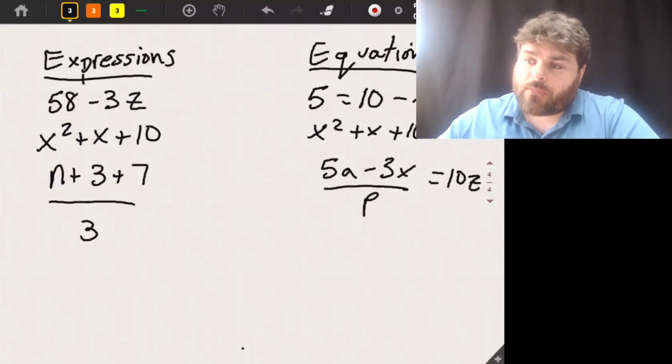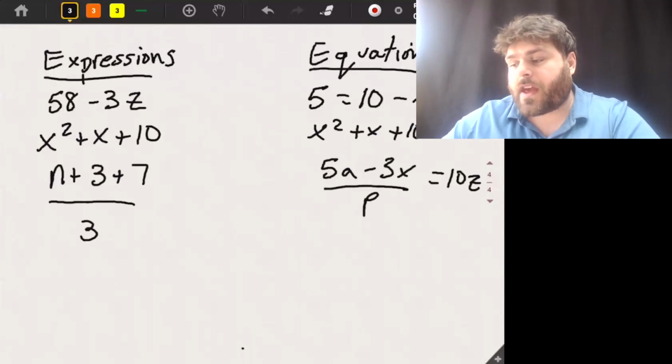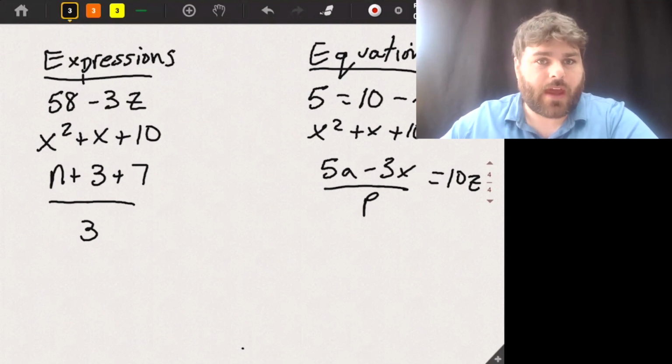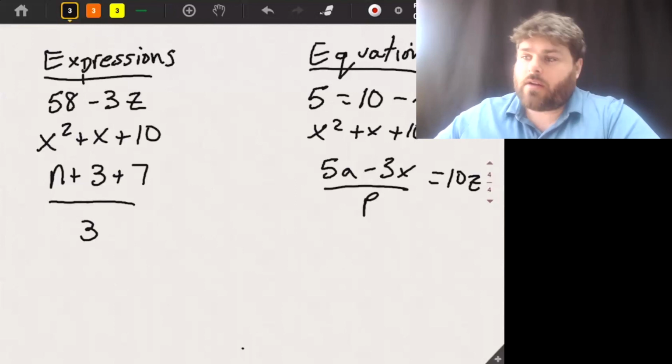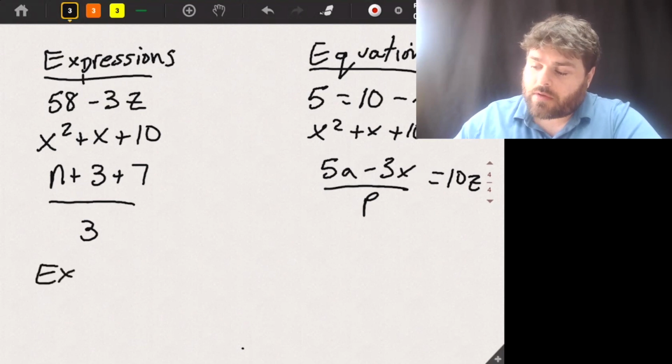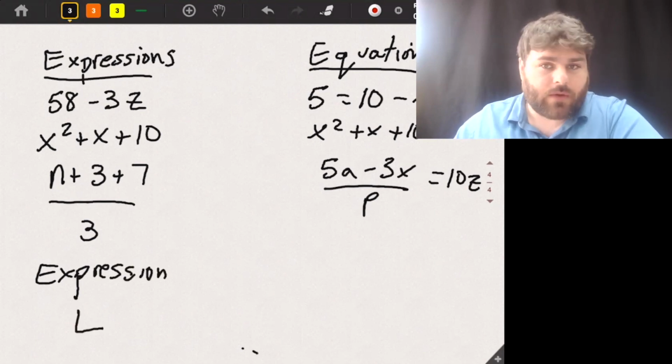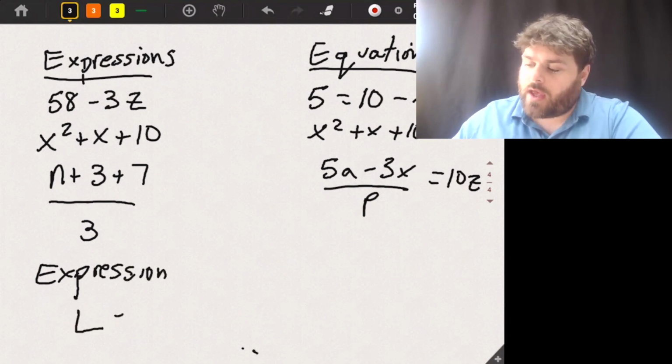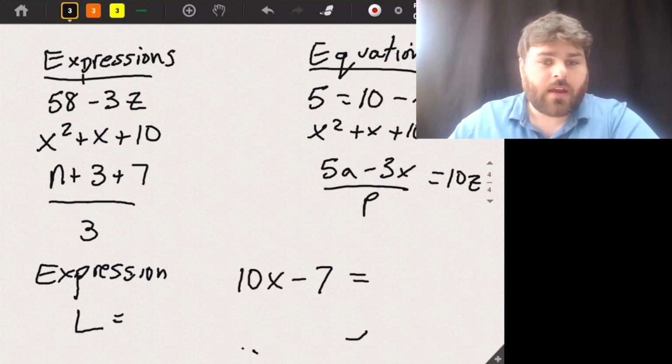So what you're noticing here is one way to think about this is that, oh, equations have an equal sign, but it's not that simple, okay? On the ACT, they're gonna try to trick you with that. So a better definition would be an expression has a left side, and it could have an equal sign. So it might have an equal sign on the test. So you'll see things like 10x minus 7 equals, okay? Now you're gonna see an equal sign there.